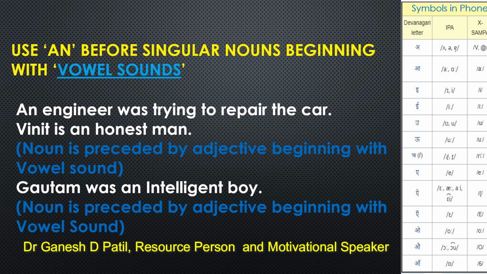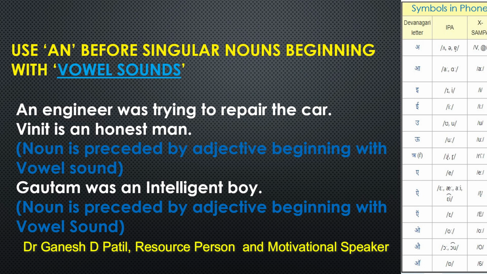Now vowel sounds are different, and alphabets as vowels are different. So when I said vowel sound, it does not mean A, E, I, O, U. It means the vowel sounds, 12 vowel sounds in English phonetics. To simplify it, remember the vowels in Hindi. If you find the first sound of a noun beginning with a Hindi vowel, use an before it. So all the Hindi vowel sounds are also the English vowel sounds.